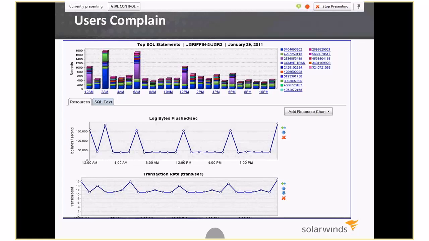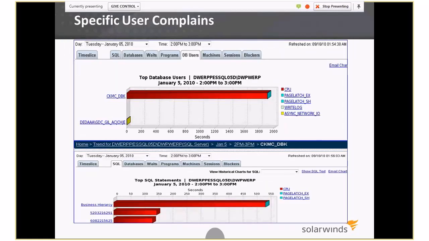And so we can actually see when a user complains, we can actually pick on that user because we've grabbed that DB user ID from the DMVs, and we're watching him. So now I have a view of my top database users, and I can see that top one spent 2,000 minutes, so over half an hour in the database.